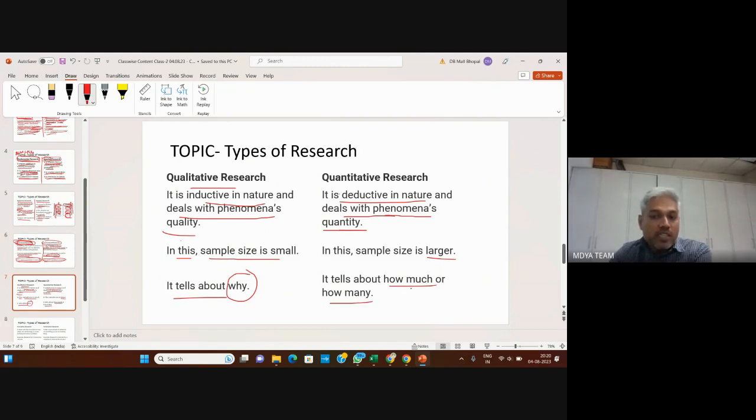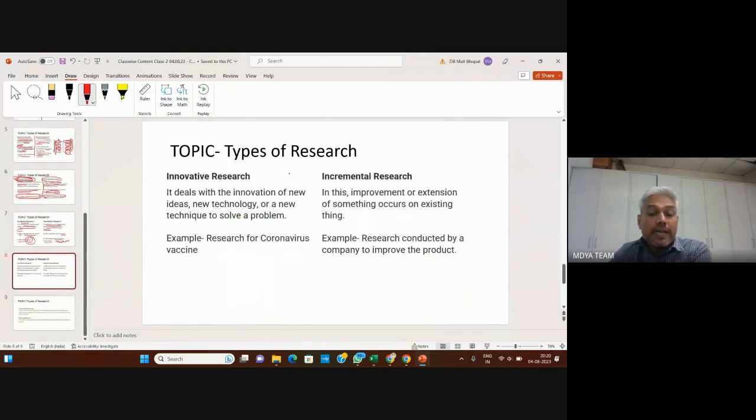How much and how many means that mathematical figures come here, and it tells about why. What does qualitative research tell? Why. Type of research.